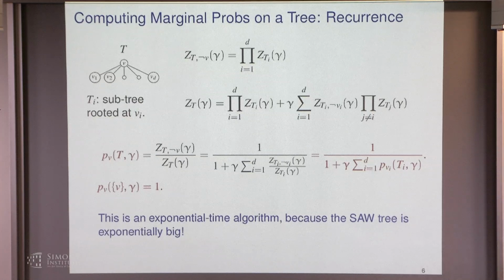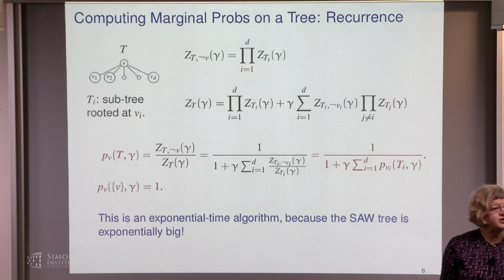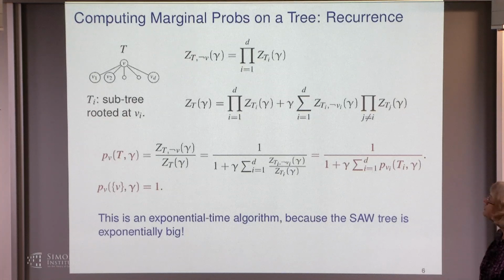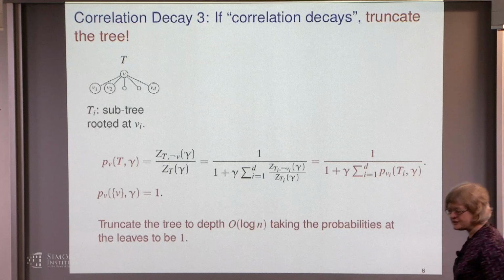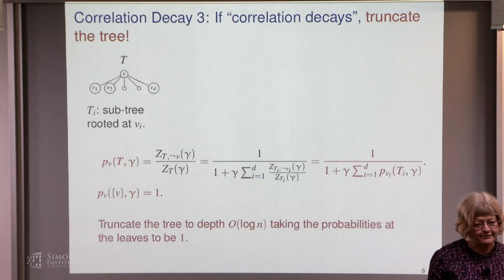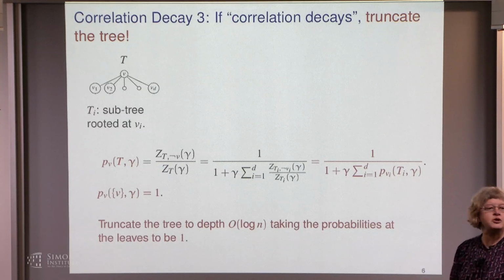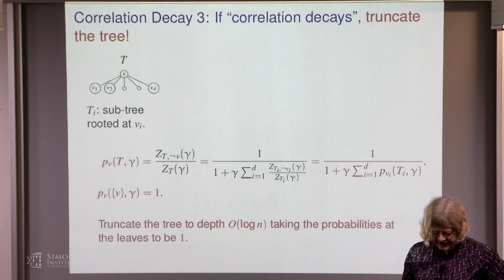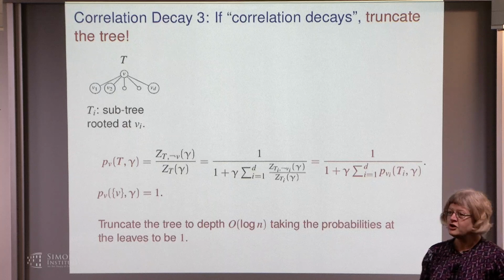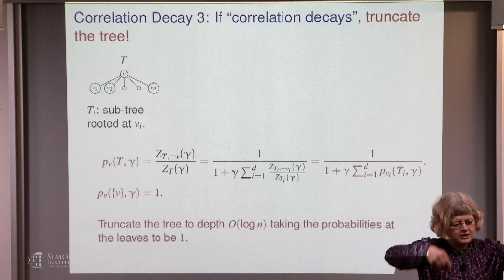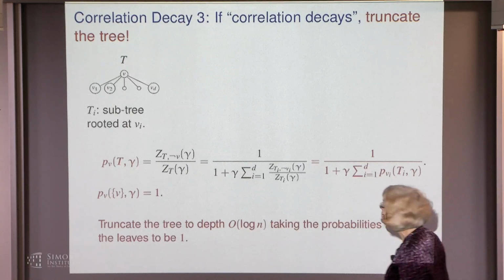So if you wanted to compute this thing on a tree, you clearly could. So far, this is an exponential time algorithm because the self-avoiding walk tree is exponentially big. So that brings us to the third little principle of correlation decay. It says that if correlation decays, and we'll see what that means, then you don't write down the whole self-avoiding walk tree. Rather, you just truncate it to depth log n. You pretend you knew all the marginals at depth log n, just pretend they're 1, and then compute. And then it's an easy calculation.